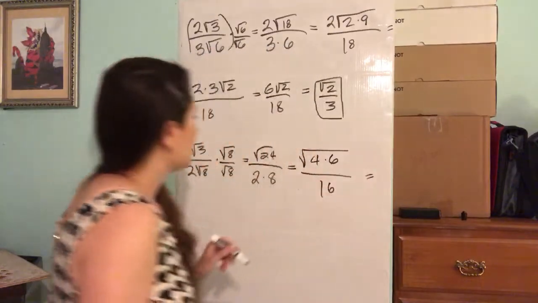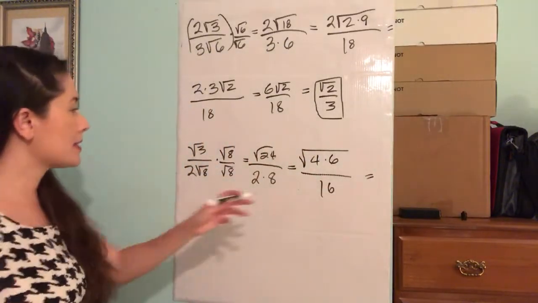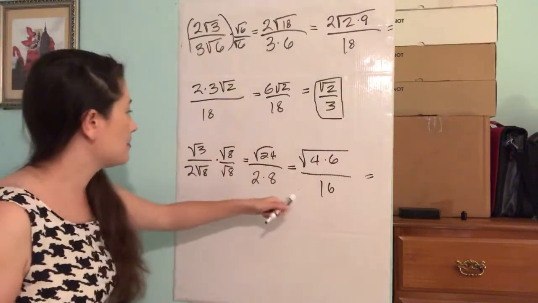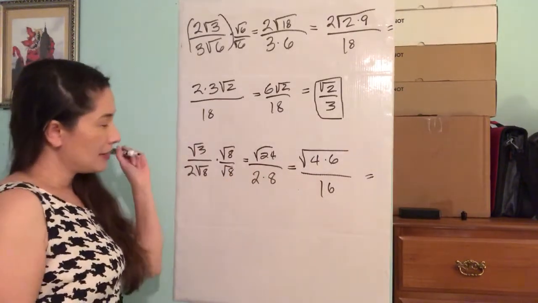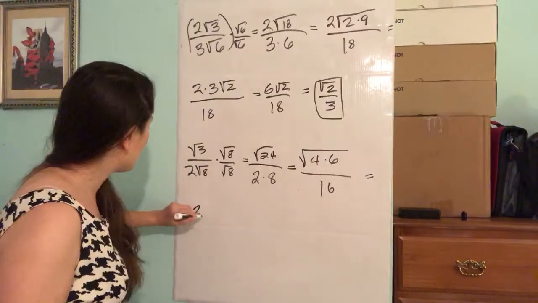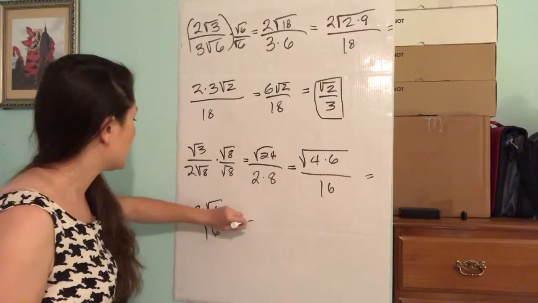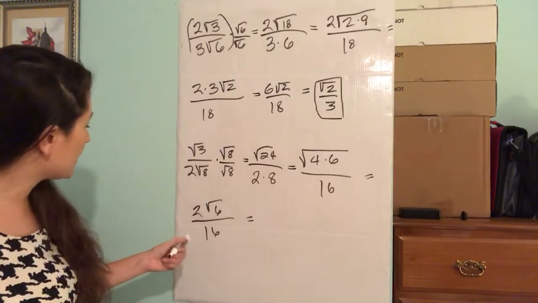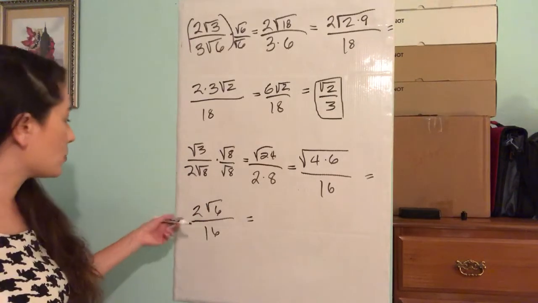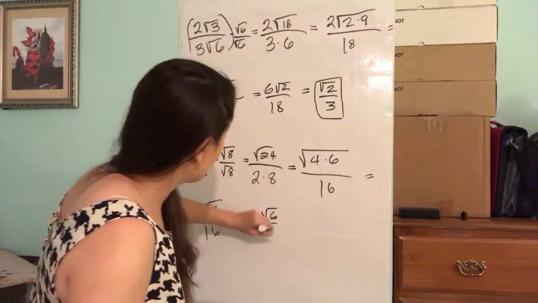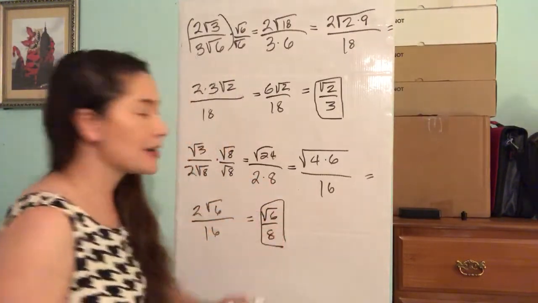Okay. So what is the square root of 4? 2, right? So you can take the square root of 4 out and turn it into 2. So 2 times square root of 6 over 16. And then we can divide 16 by 2. So this becomes 1 over 8, right? So it's going to be square root of 6 over 8. And that's your final answer.